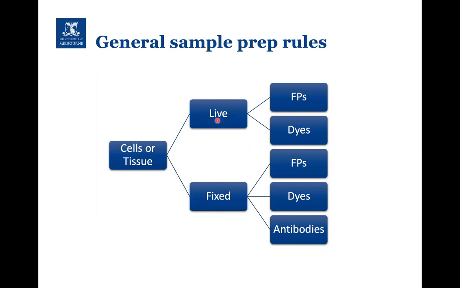If you are going down the live route, then mostly you'll be looking at using fluorescent proteins or dyes. If you do decide to fix your samples, then that obviously opens you up to antibody labeling as well as using fluorescent proteins and dyes as well. So we'll go through a few of the different options and things to be aware of in terms of live versus fixed sample prep over the next few slides.